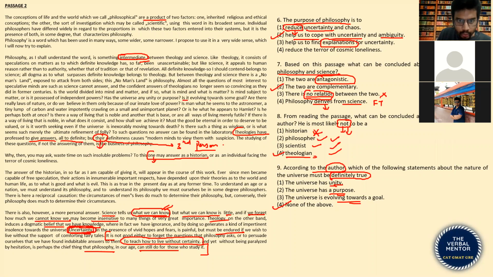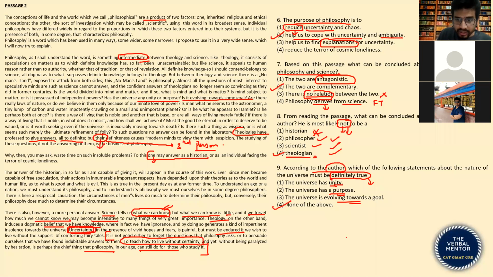Is it evolving towards some goal? Question hai, answer nahi hai. Does it have any unity or purpose? Question hai, answer nahi hai. Which simply means, are these statements definitely true? We don't know. So philosophy is all about that. This was probably the easiest of the lot. So number 9 is the easiest.